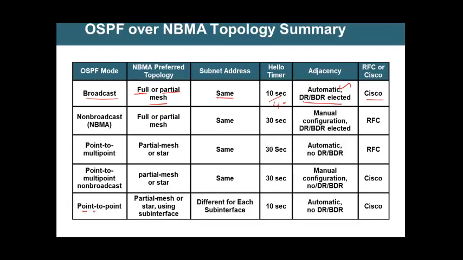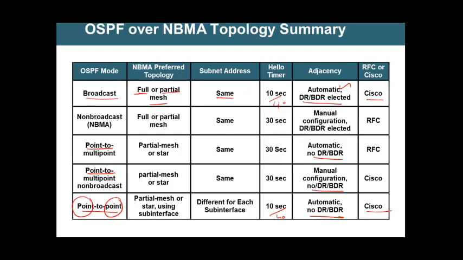Same way, if you are going to use point-to-point, the timer is 10 and 40. This is also Cisco. Because it is point, wherever you see the word point, you will see no DR-BDR. You see here also point, no DR-BDR. Point, no DR-BDR. So other than this point-to-point or point-to-multi-point, wherever you have the word point, you have no DR-BDR. The rest you all have DR-BDR.